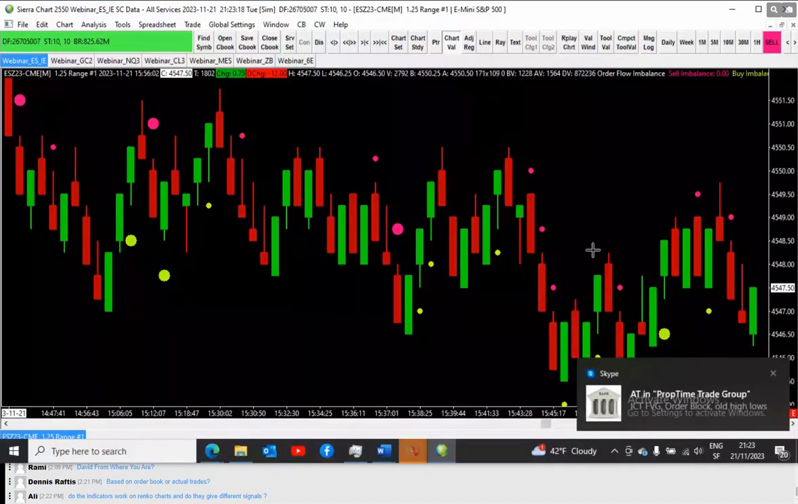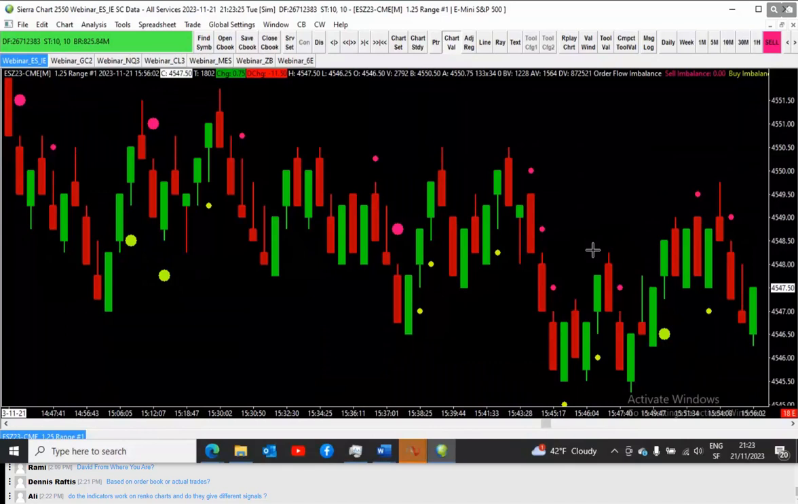Well, yes, they work on Renko charts. You may get different signals because of the way that the charts will divide up the bars. A Renko bar will not necessarily be the same size as a 5-minute chart bar, and therefore the bid and ask volumes internally may well be different. And so you may see an imbalance on a 5-minute bar that you don't see in a Renko bar. But the indicators will work on Renko.